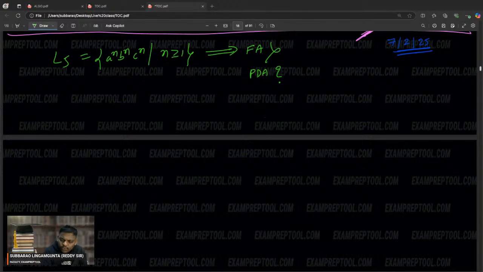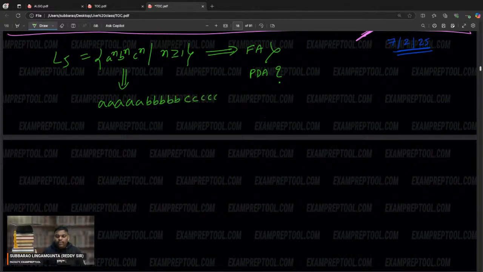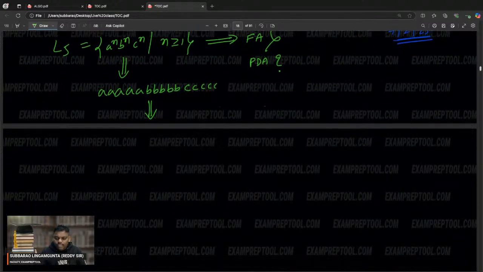If you take some input of this language, let us assume 5 A's, 5 B's, 5 C's, one valid string I am taking. This is the input. Using PDA, can I do it or not? Means using one stack, can I do it or not? Take one stack first.